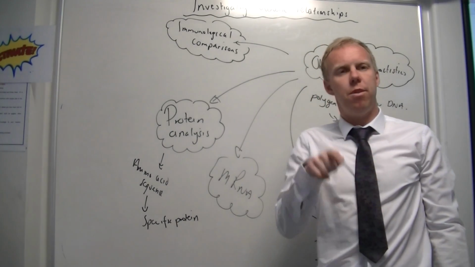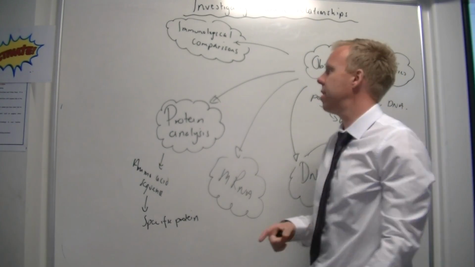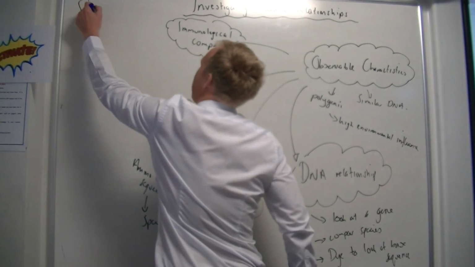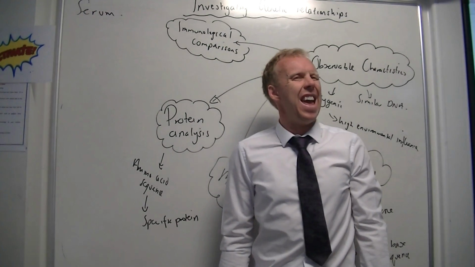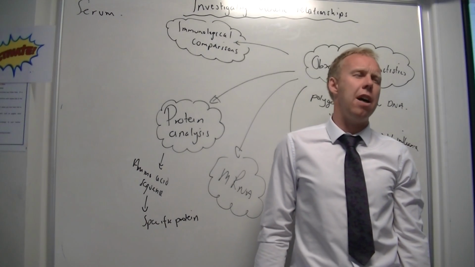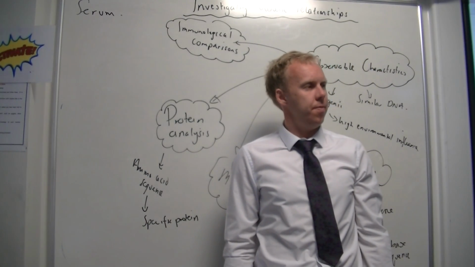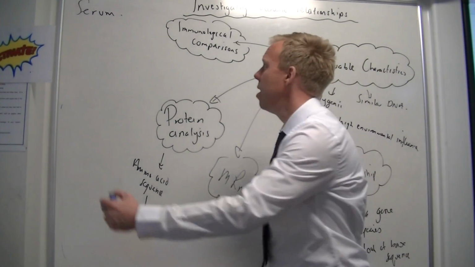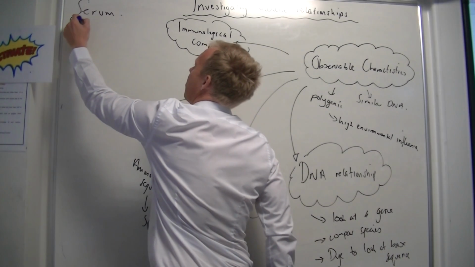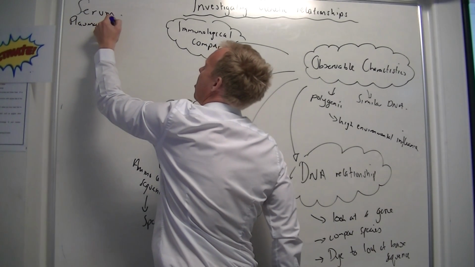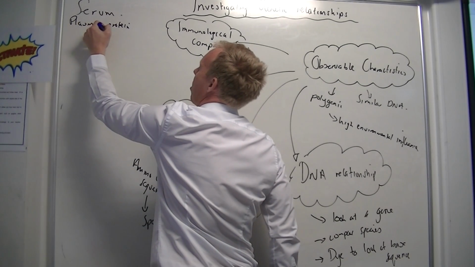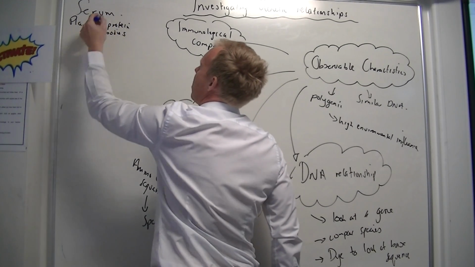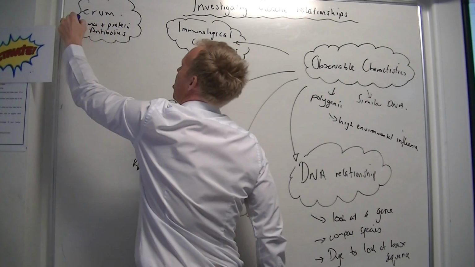And to do that, I want to introduce you to a word first. The word is serum. Serum is found in your blood. It is plasma and the proteins that are in plasma. Okay? So serum is plasma and its proteins. Which means serum contains antibodies, which makes it very useful for us to use.